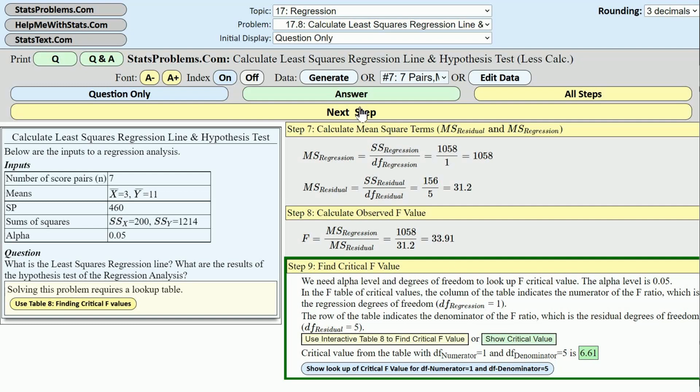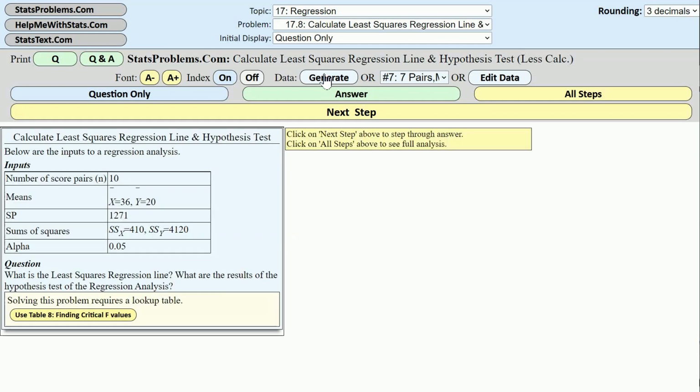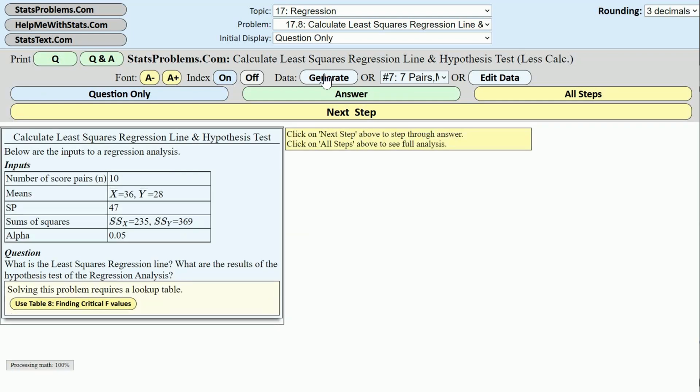In Step 10, we test the hypothesis. The observed F value of 33.91 is greater than or equal to the critical F value of 6.61, so we reject the null hypothesis. In addition to the 25 example problems, we can work step by step through an unlimited number of new problems using the Generate button.